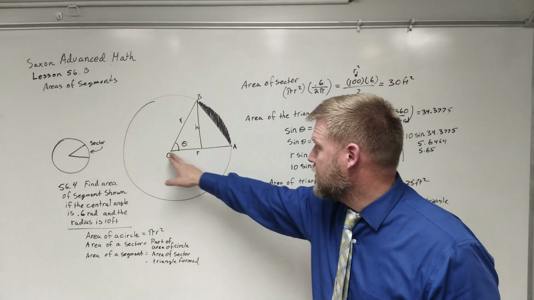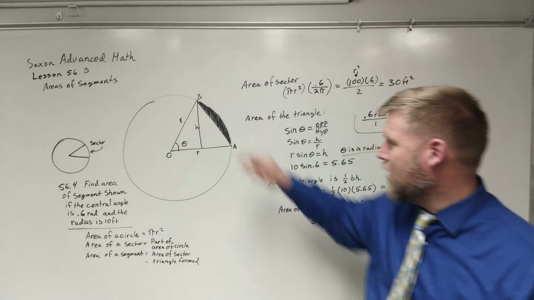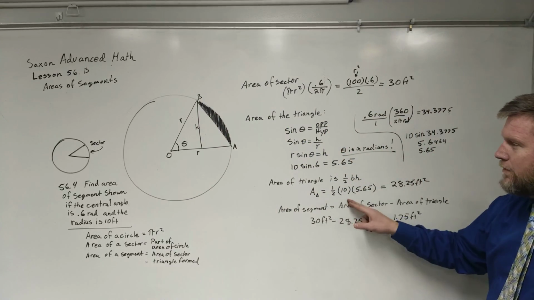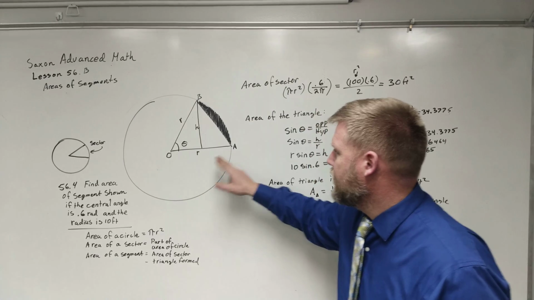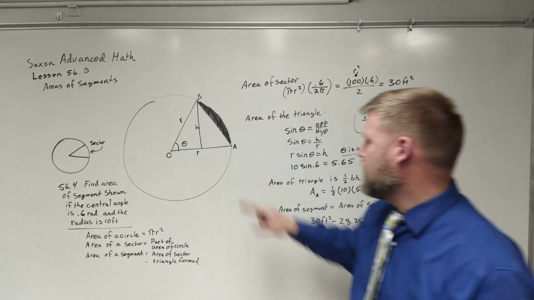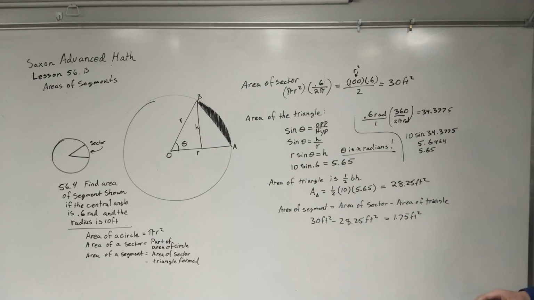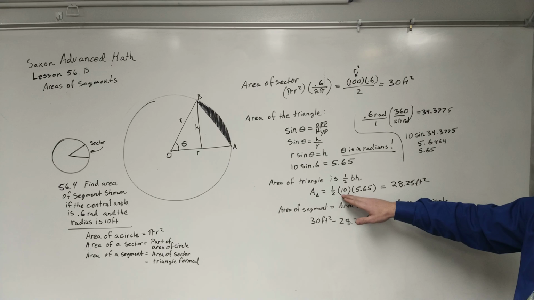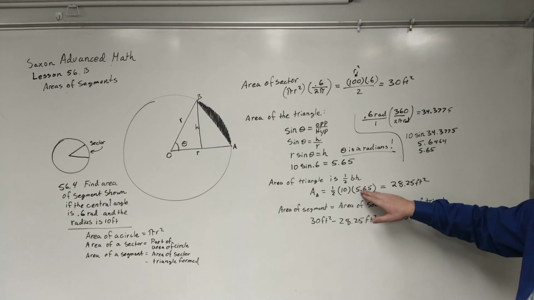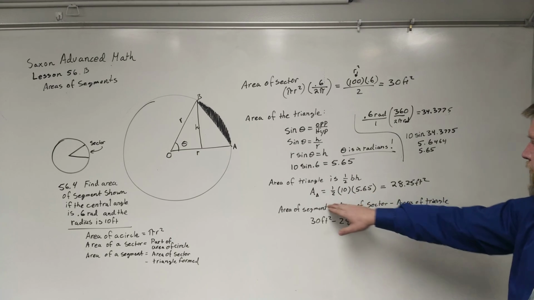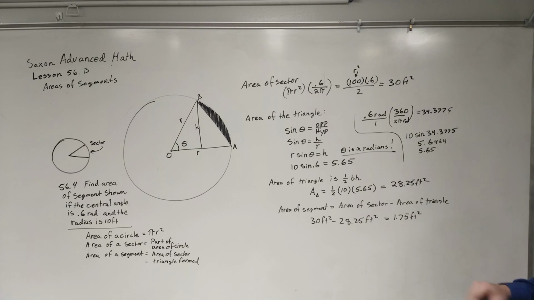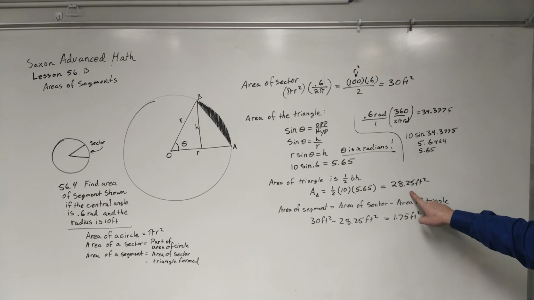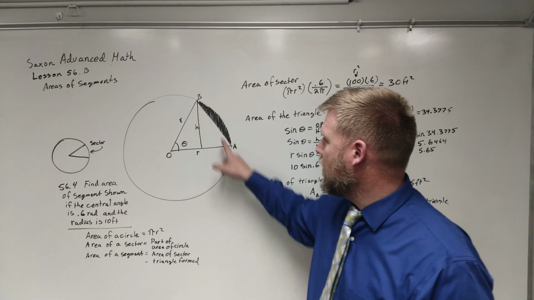My area is 1/2 base times height. So 1/2 of 10, because it doesn't really matter that the hypotenuse of my small triangle happens to be the big triangle I care about here. So my radius is 10, that's also my base. 5.65 is my height. I take 1/2 of that and I get 28.25. 28.25 is the area of this triangle.